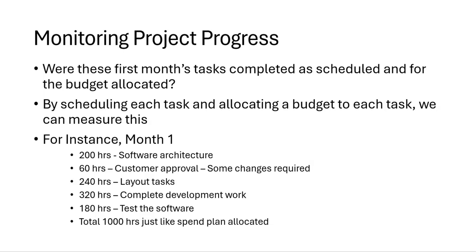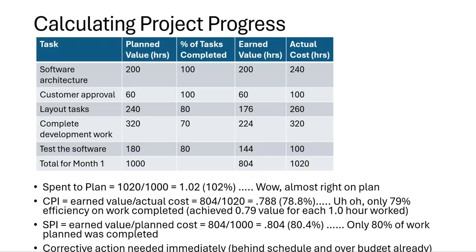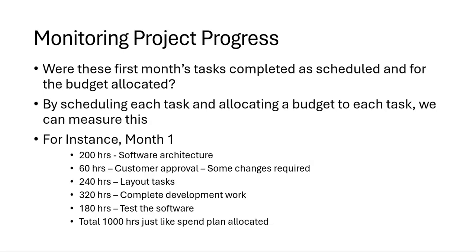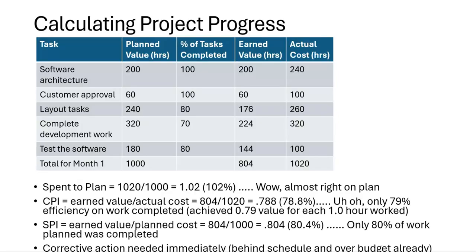And we knew we spent 1,000 hours, but we didn't necessarily know whether we had completed these tasks for the hours that are allocated for each task. So we laid out the project progress, and we showed the planned value for each, the 200, the 60, the 240, which matches how we laid it out in the integrated master schedule, the IMS, which is based on the WBS, which is the work breakdown schedule.